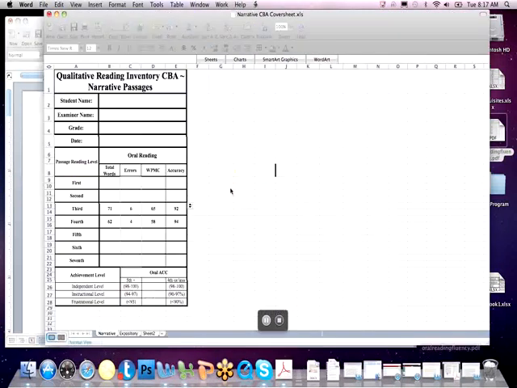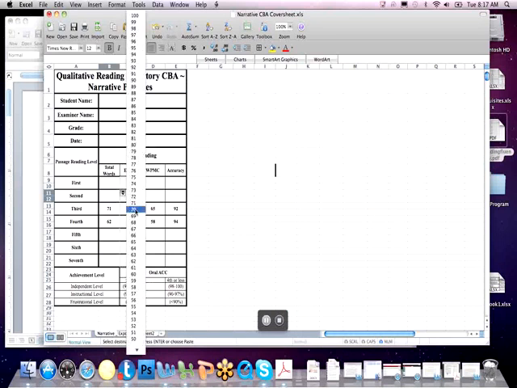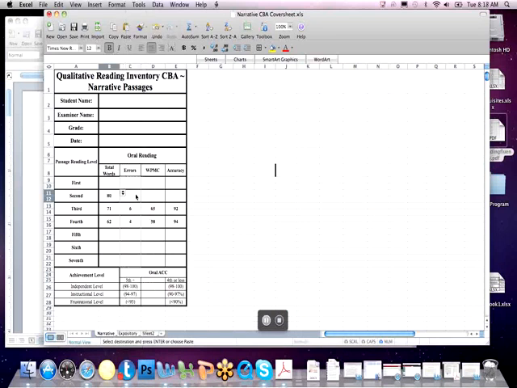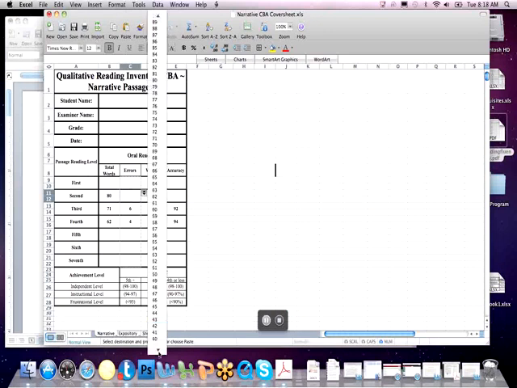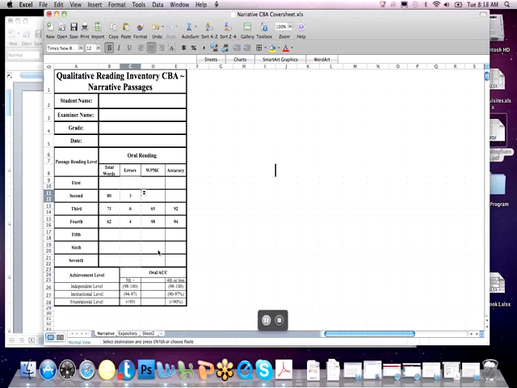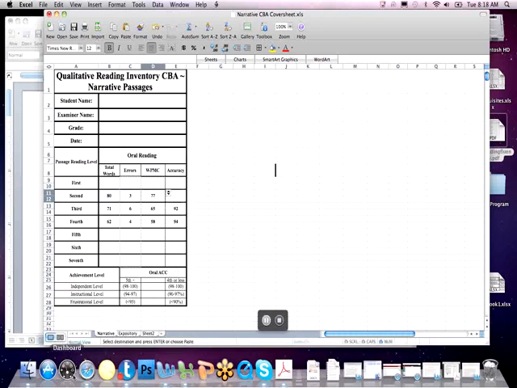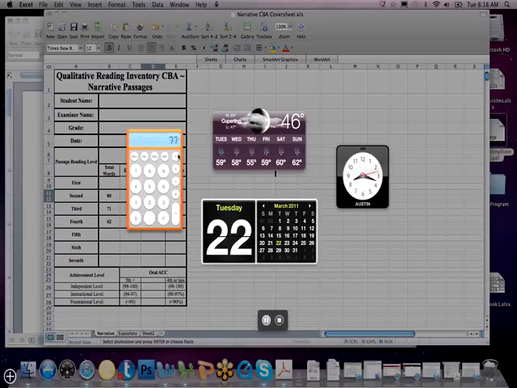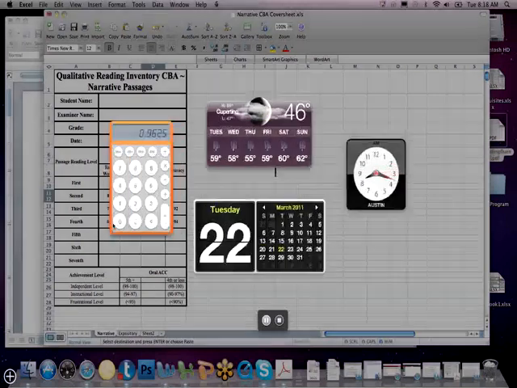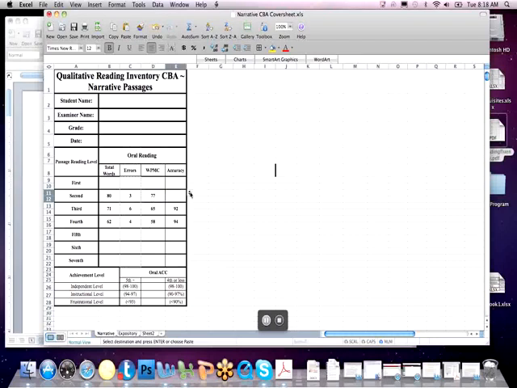So if I go to my grid, I'm going to pop in 80. I know he made 3 errors. So there are going to be 77 words correct. I'm going to pop up my calculator again. 77 divided by 80 is going to give me 96.25. This time I'm going to drop it to 96 in this instance. Still in the instructional range, no matter if it was 96 or 97, with 77 words per minute correct.